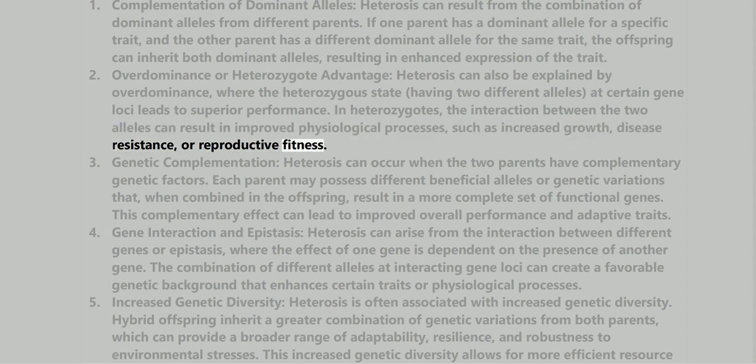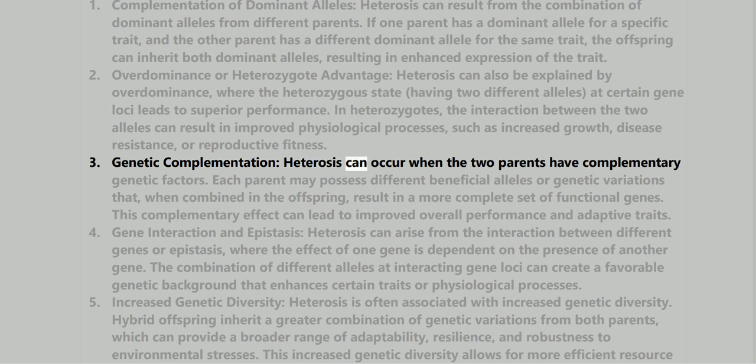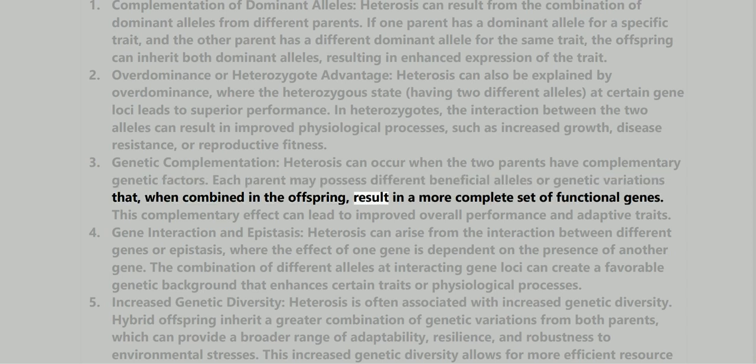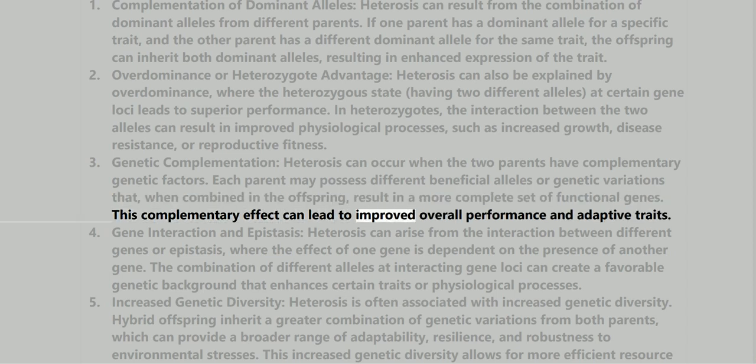3. Genetic complementation. Heterosis can occur when the two parents have complementary genetic factors. Each parent may possess different beneficial alleles or genetic variations that, when combined in the offspring, result in a more complete set of functional genes. This complementary effect can lead to improved overall performance and adaptive traits.